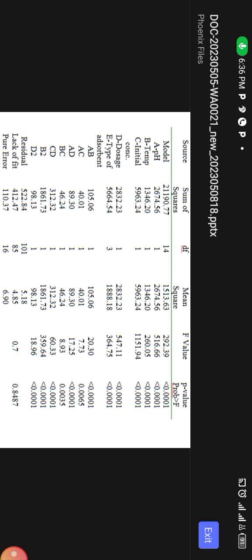From the table, it was observed that the linear effects of pH, temperature, initial dye concentration, dosage, and adsorbent types were significant. Equally, the interaction effects of pH and temperature, which is AB, pH and initial dye concentration, which is AC, pH and dosage, which is AD, temperature and initial concentration, which is BC, and initial concentration and dosage, which is CD, were significant. The quadratic effects of temperature, which is B squared, and dosage, which is D squared, were equally significant.